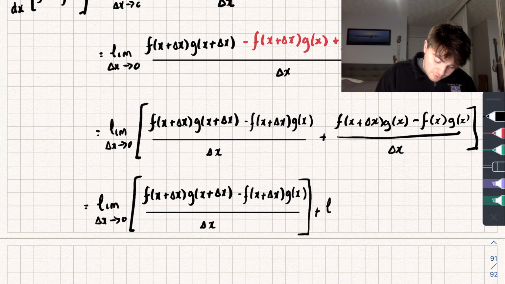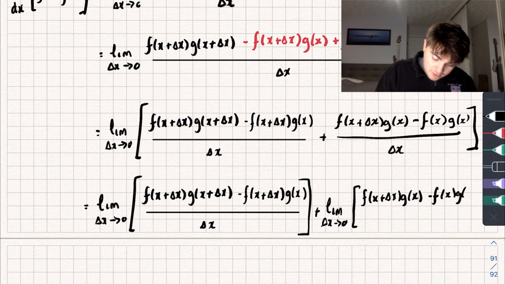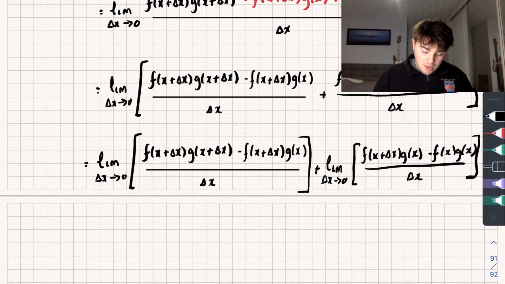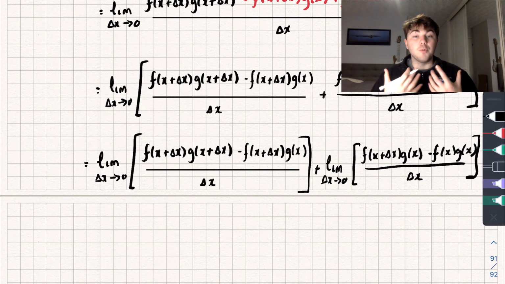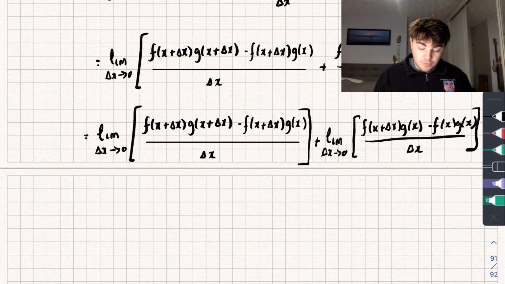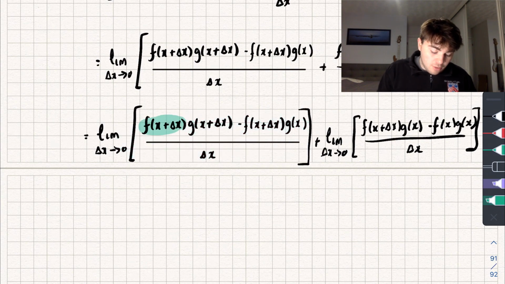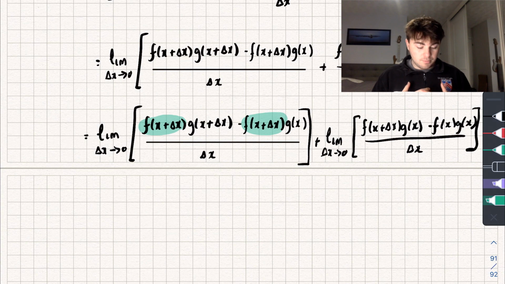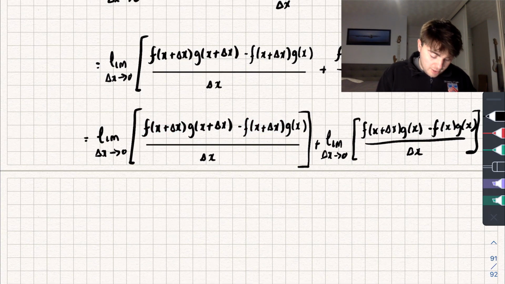And then we're going to add on to that the limit as delta x tends to 0 of this f of x plus delta x, g of x, subtract f of x, g of x, all over delta x, like so. Okay. Now there's one final step before we're there, and what I'm going to do is on this first part here, I'm going to factorize out this f of x plus delta x. Okay, and so if I do that, we're going to get something that looks like this.